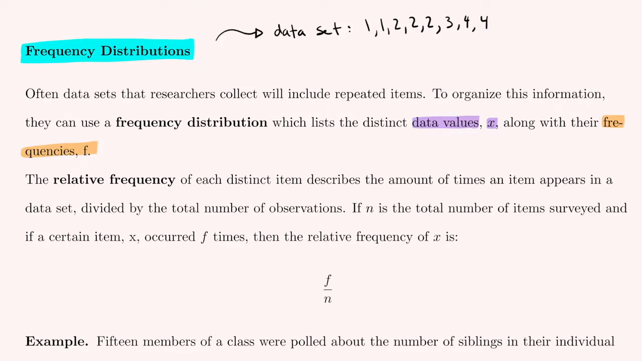So for the data set I've drawn at the top of the screen, we have the values 1, 1, 2, 2, 2, 3, 4, and 4. And if we were to draw a frequency distribution of this data set, we would do so by making a t-chart. On the left side, you list the data items that occur. So the data items are 1, 2, 3, and 4.